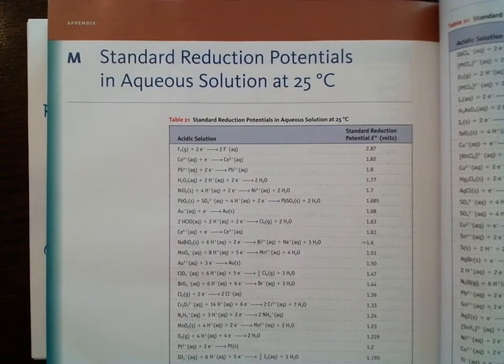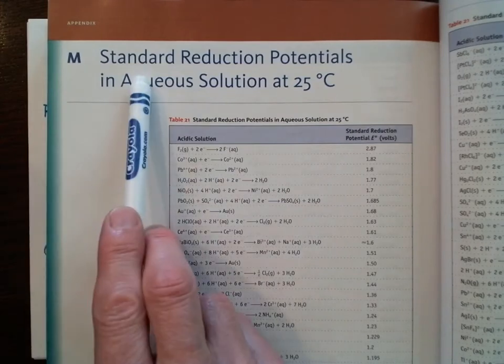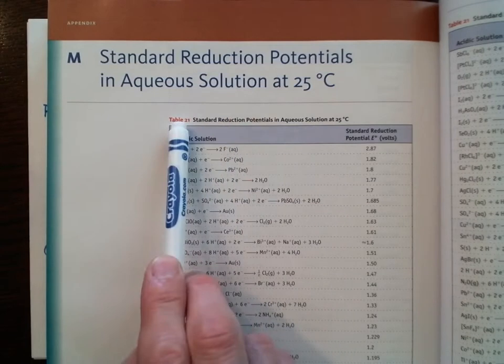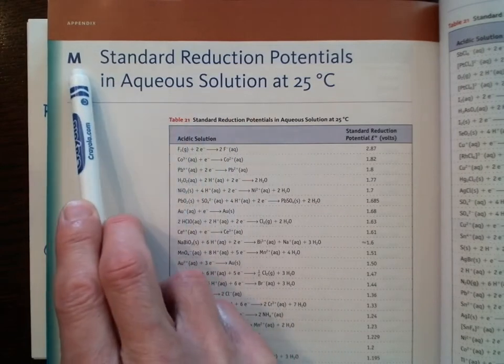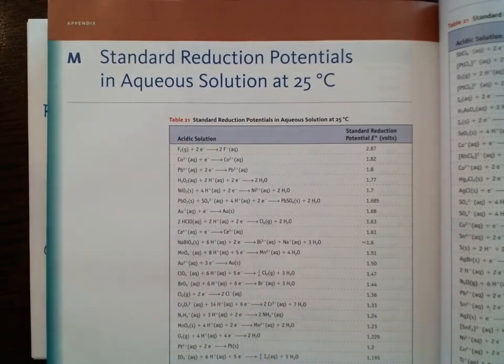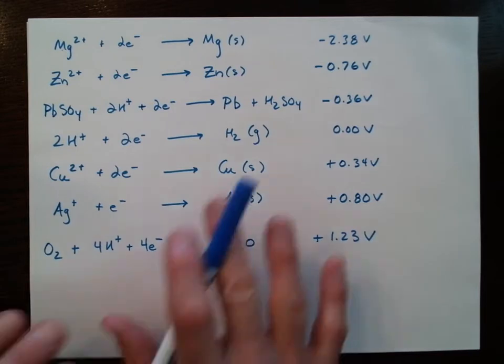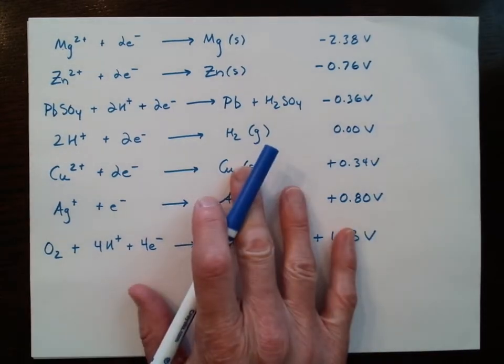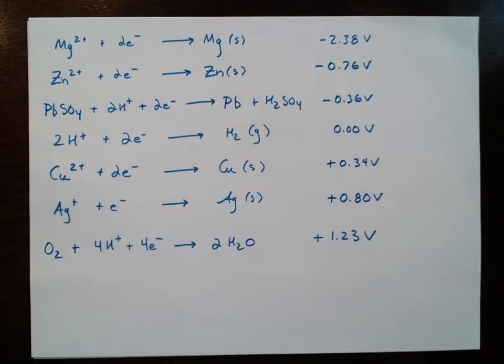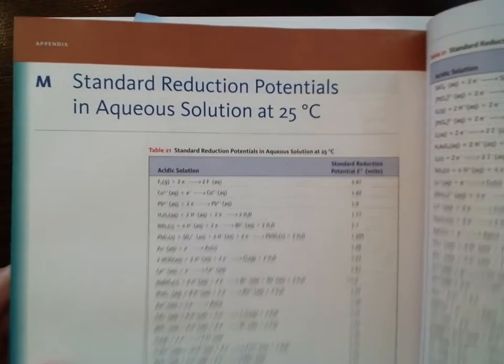I would like to take a little time to go over what's going on in the list of standard reduction potentials that you'll find in Appendix M in the back of your text. This also relates to Chapter 20, PowerPoint Slide 13 and 17. What I've done on this particular sheet is lift just a select few of these reduction potentials that are listed in Appendix M.